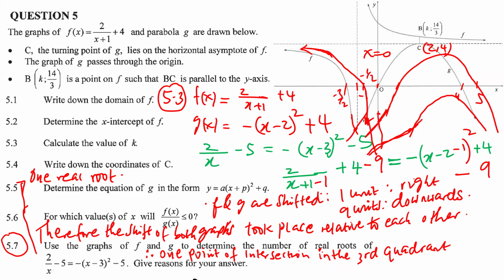And we're excited that we've solved this problem. Thanks everybody for your time and attention. And the answer to 5.7 that said use the graphs of f and g to determine the number of real roots: there's one real root. Everything written here is about the answer to 5.7. F and G are shifted 1 unit to the right and 9 units downwards. And obviously now if you need to use the graphs to determine the number of real roots of these, you have one real root.